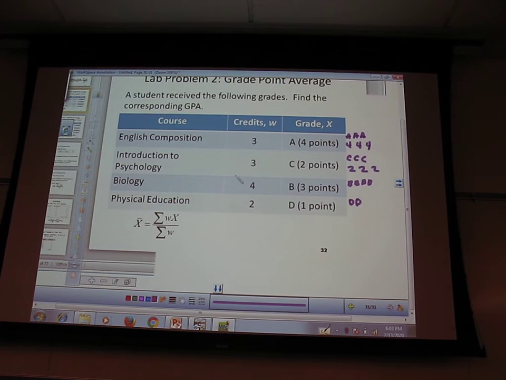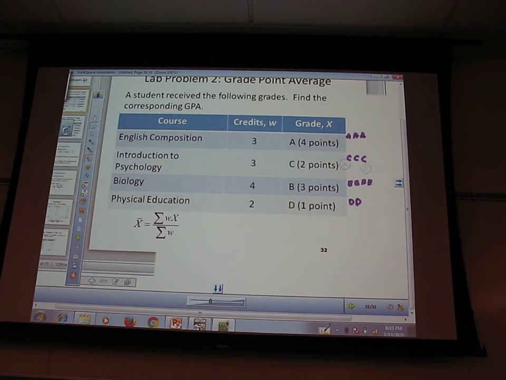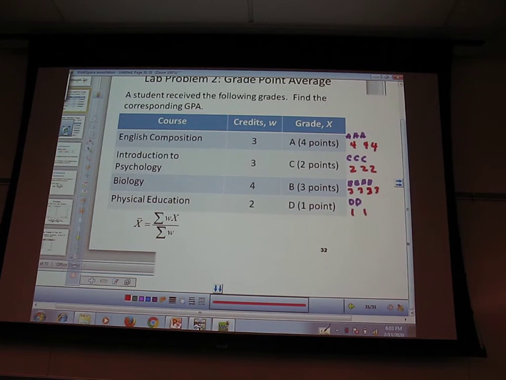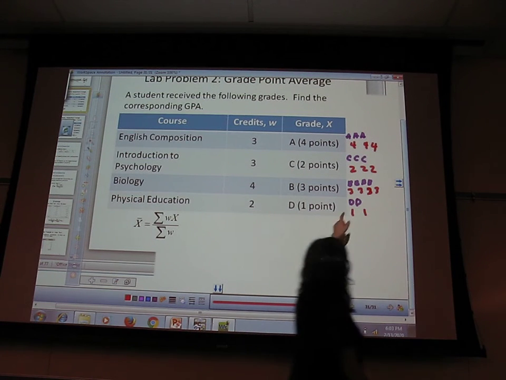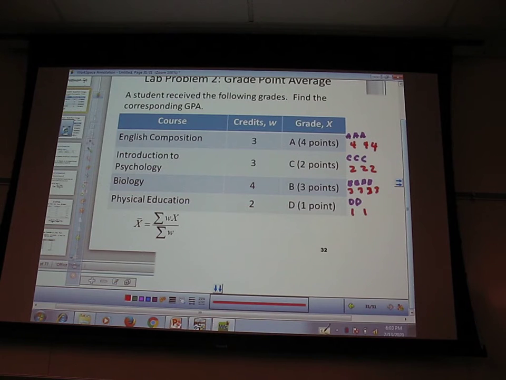The B is like, I should do this in 2 colors, sorry. Just realized. And the B's are worth 3. And the D's are worth 1. So it's like having all these numbers, 4 4 4, 2 2, 2 3 3 3 3, 1 1, and averaging them, adding them all up and dividing by how many there are. You could do it that way, totally.